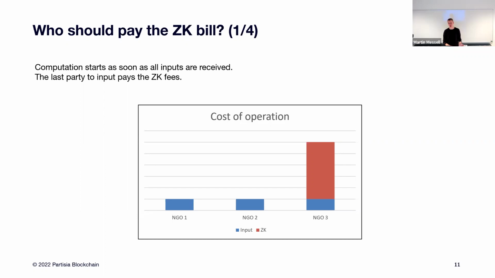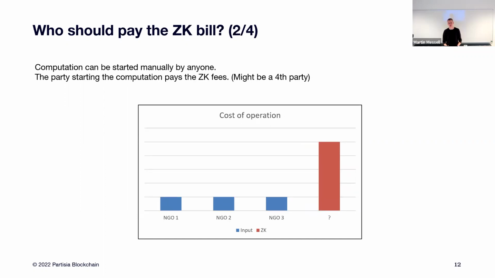So that's one way of doing it. Another alternative way of doing it is that each party inputs, but starting the ZK computation is a manual action that has to be triggered by someone. It might not necessarily be the 3 NGOs. It could be a fourth party that wants to fund this. So as it can be seen as a charitable project, some party might want to pay for the computations.